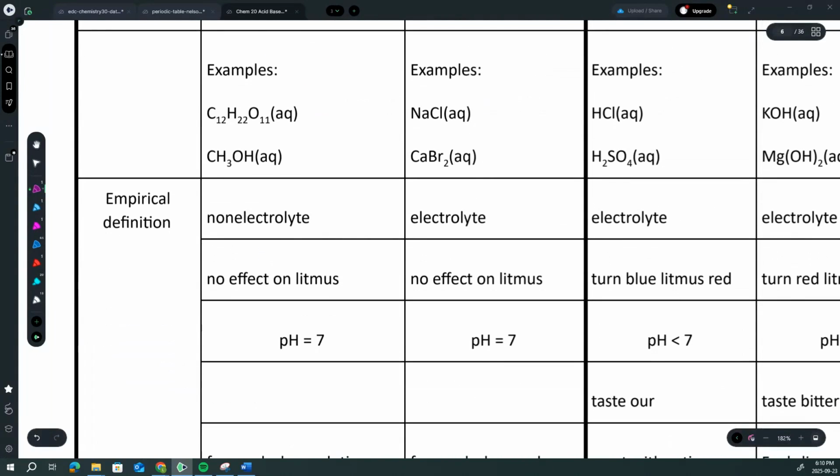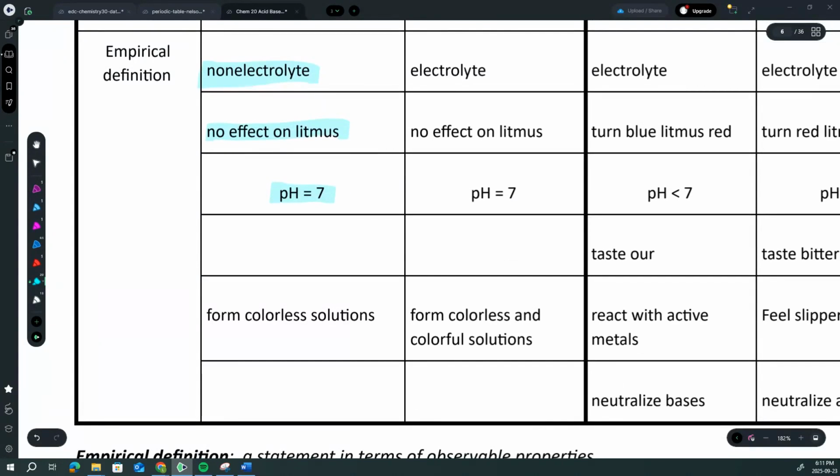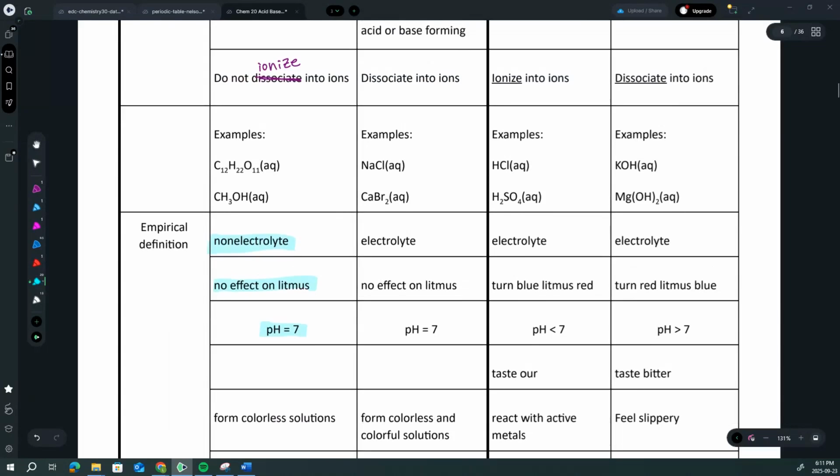For the empirical definition, neutral molecular compounds are going to be non-electrolytes. They have no effect on litmus. They have a pH of 7 because they are neutral. And typically, they're going to form colorless solutions.